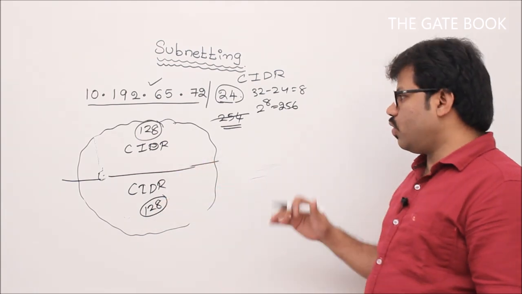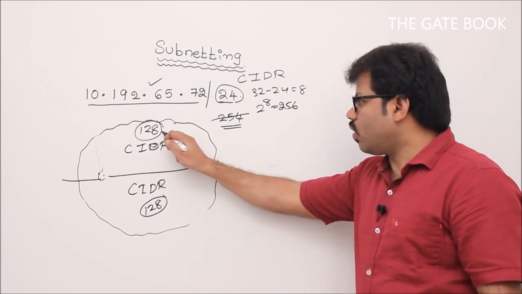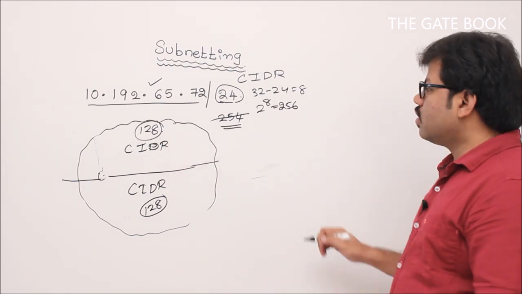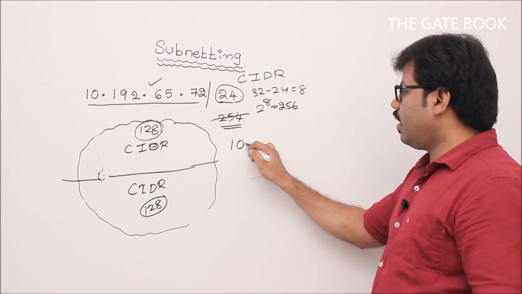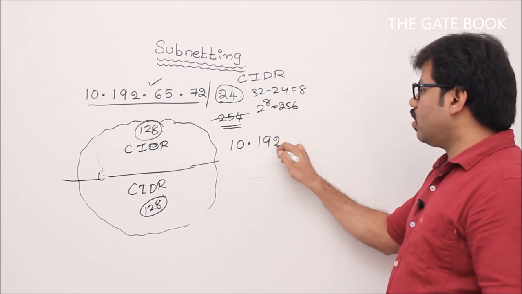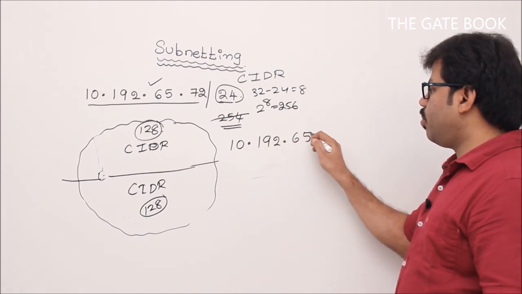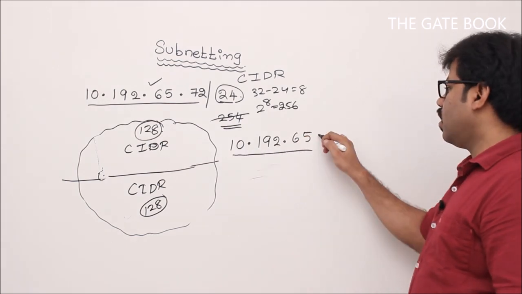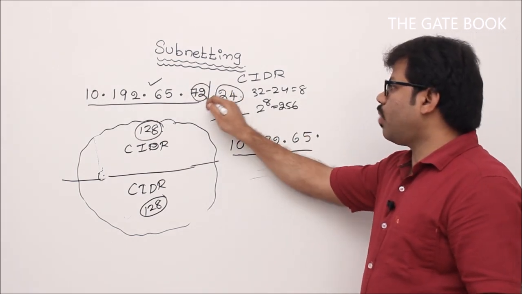So that flexibility you have. For that, what you have to do is only that host part we have to disturb. Okay, so let's focus on that. That's why I write 10.192.65, which is nothing but the prefix part, otherwise the network part, as it is. Only this 72 part I am going to disturb.